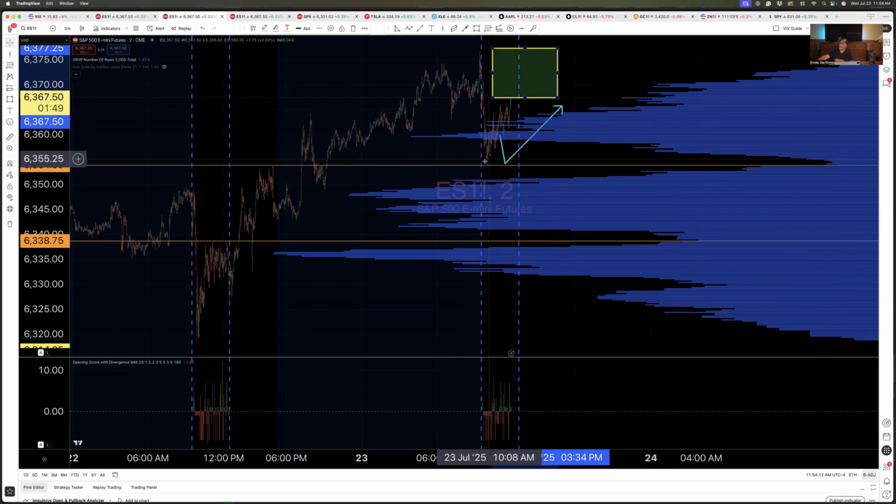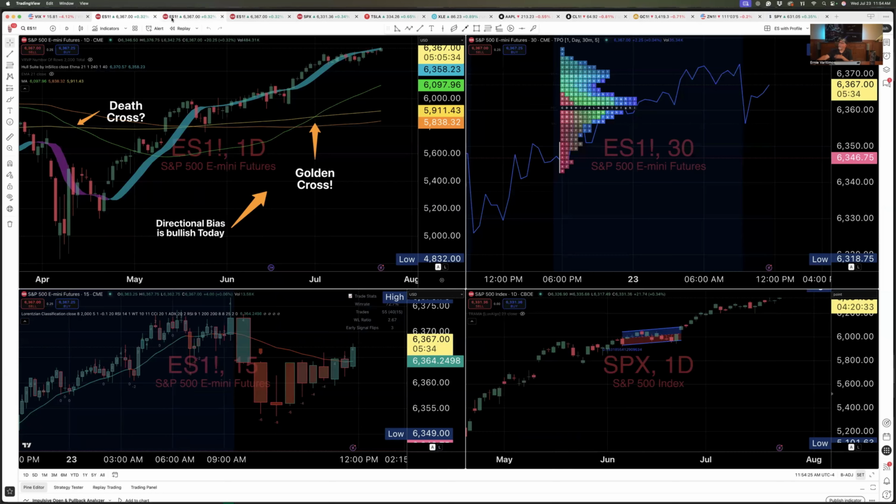When that happens, I put the call fly on, and then I wait for price to move towards my fly. Now it's starting to move, by the way. I see some more clarity here.